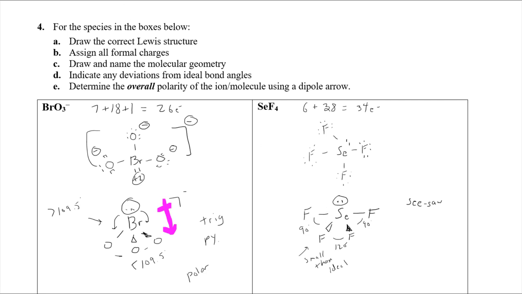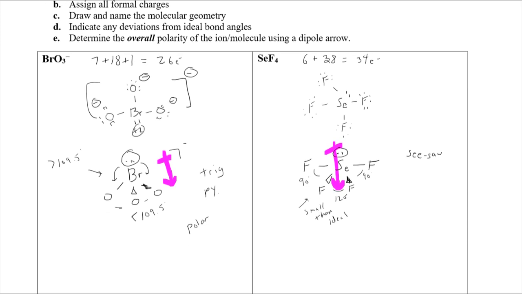And then for your dipole, it's going to be the same thing. You're going to be experiencing a dipole in this direction because those fluorines are really electronegative, and they're going to dominate the polarity of that entire molecule. So there you go. There's that.